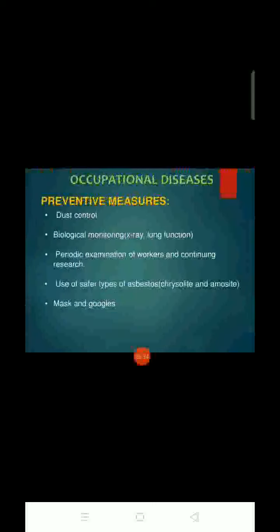Next, what are the preventive measures for that? There is dust control, biological monitoring, X-ray, lung function tests, periodic examination of workers, continued research, use of safer substitutes for asbestos, and masks and goggles. Through these ways we can prevent any kind of occupational disease: dust control, biological monitoring, periodic examination of employees, use of safety methods, masks and goggles.